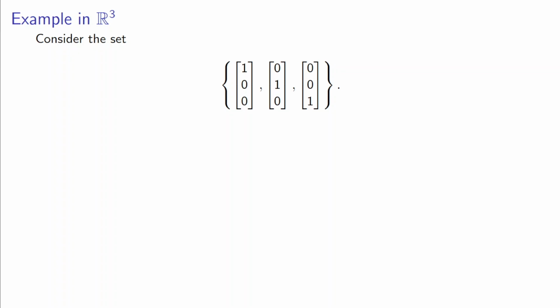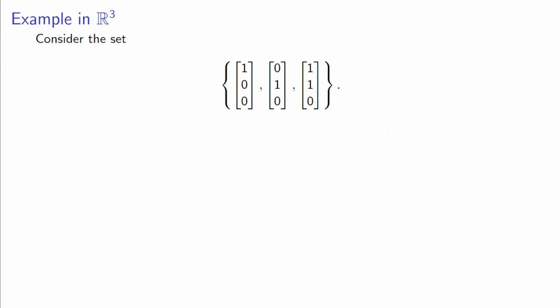Let's take a look at an example for R3. We've got 1, 0, 0, 0, 1, 0, 0, 0, 1. We're back to that original example where we discovered these three vectors would span all of R3 and are also linearly independent. So this is a basis. This set is a basis for R3. We have both linear independence and spanning.